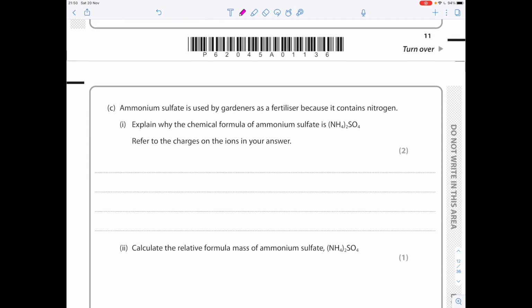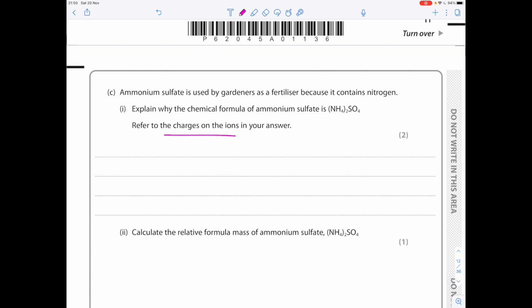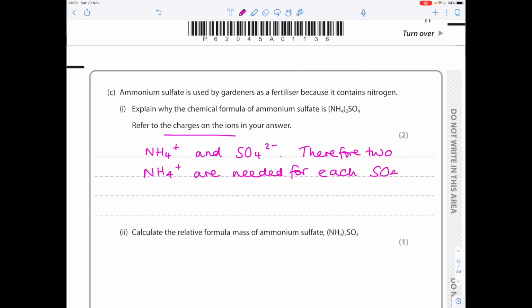Ammonium sulfate is used by gardeners as a fertiliser because it contains nitrogen. Explain why the chemical formula of ammonium sulfate is (NH4)2SO4. Refer to the charges on the ions in your answer. Oops, I literally just did that equation higher up. So let's point out that we have an NH4+ ion and SO4 2- ion. Therefore, 2 NH4+ ions are needed for each sulfate ion in order for the charges to balance.